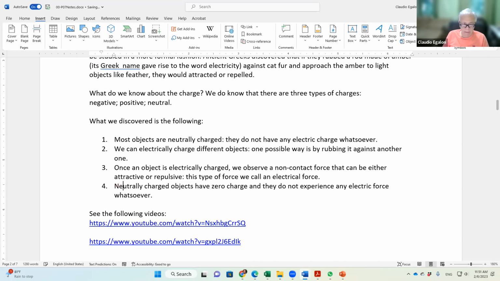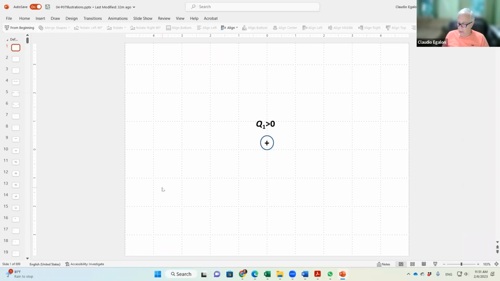So here's my drawing. We have a positive charge, we have a negative charge, and then we have this neutral charge. I'm gonna put it in proper order of discovery. Here you go. The negative charge was the first one to be discovered.